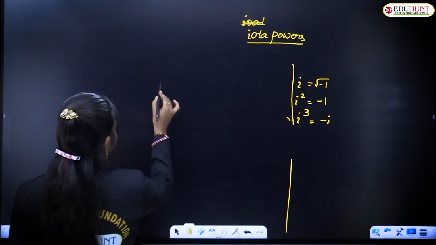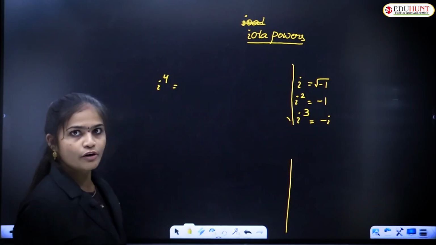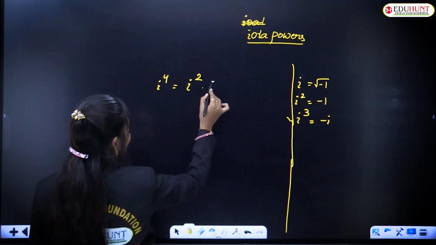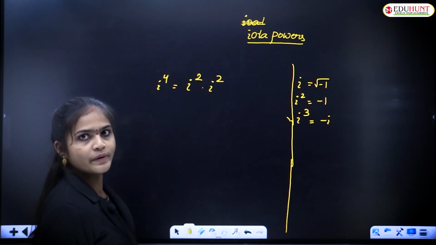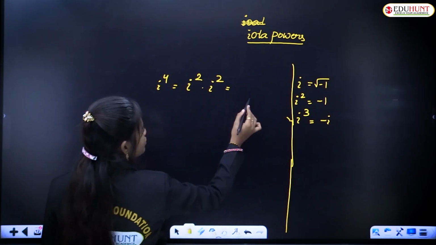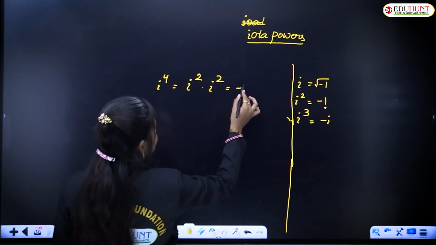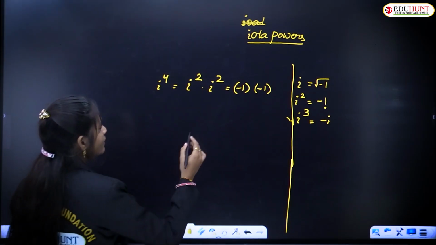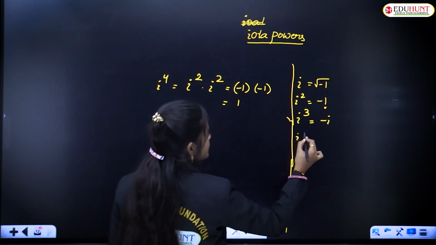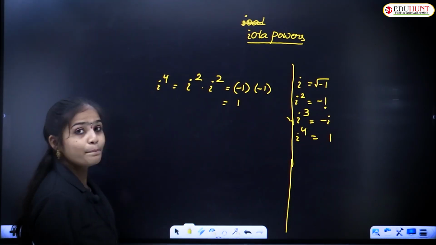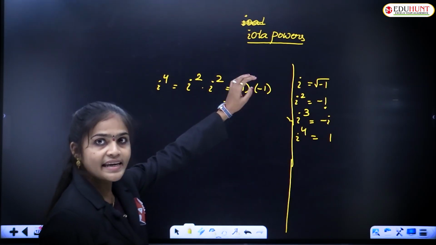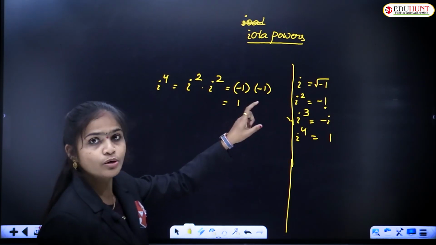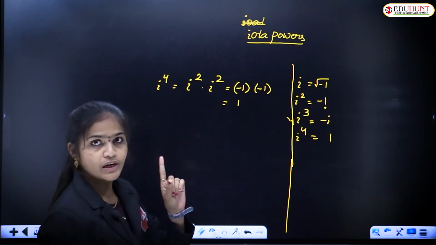i power 4 value, how can we find that? i power 4 means we can write i squared into i squared. Shall we write like that? Again i power 2 plus 2 is equal to 4. So i squared value is -1, so -1 into -1 is plus 1. So i power 4 value is plus 1. These are the basic values. So i is equal to square root of -1, i squared is equal to -1, i cubed is equal to -i, and i power 4 is equal to 1.